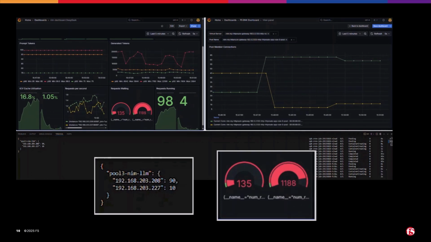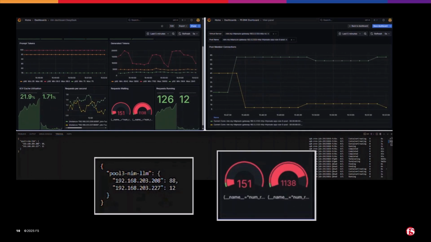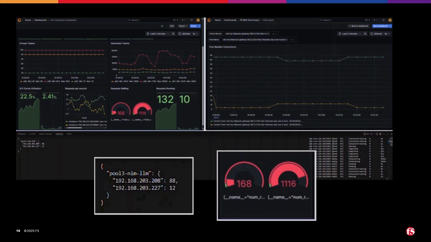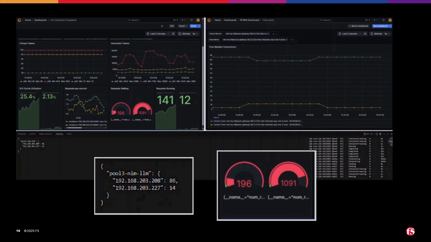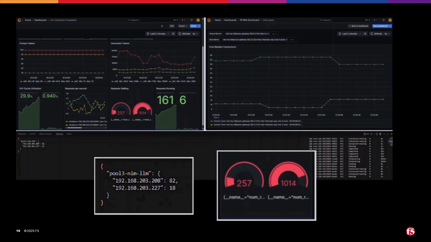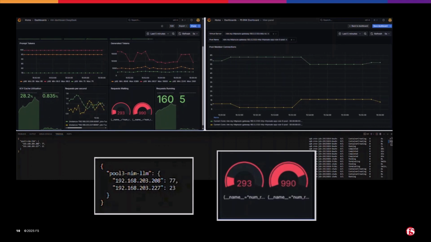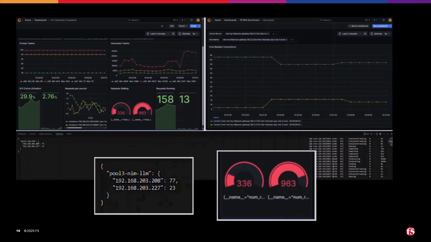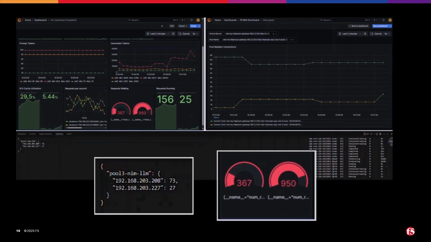In the magnified gauges on the bottom right, you see one of our NIMs' request queue is quite full. The other one's much less. The other magnified window there is actually showing you the load balancer real-time ratios that are being sent to divide traffic between our NIM deployments.